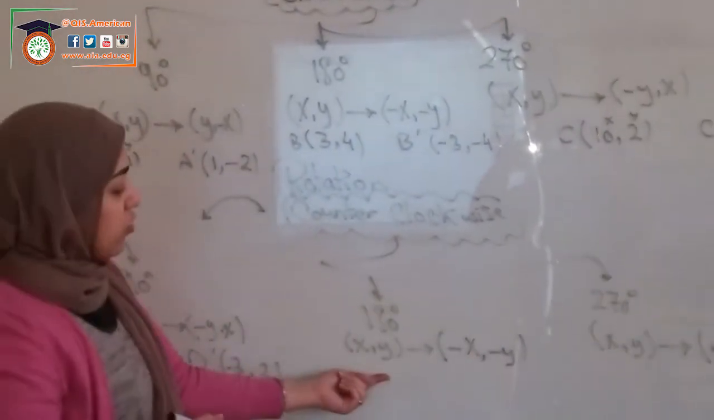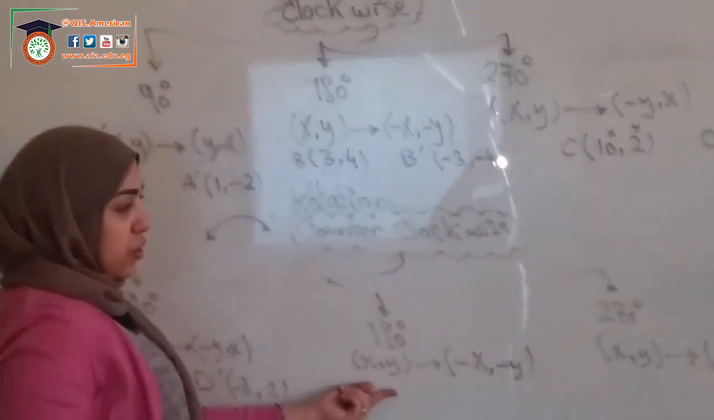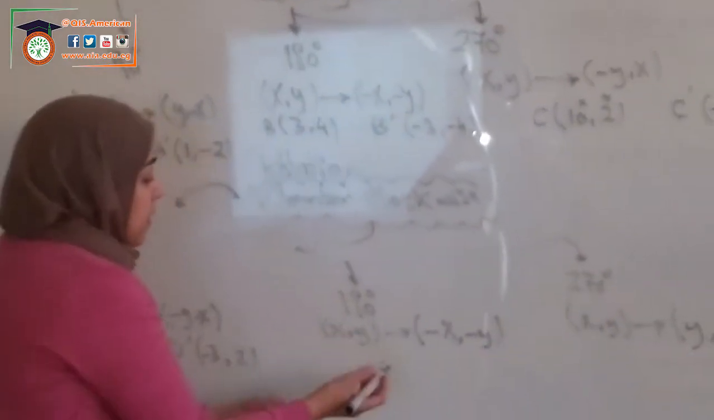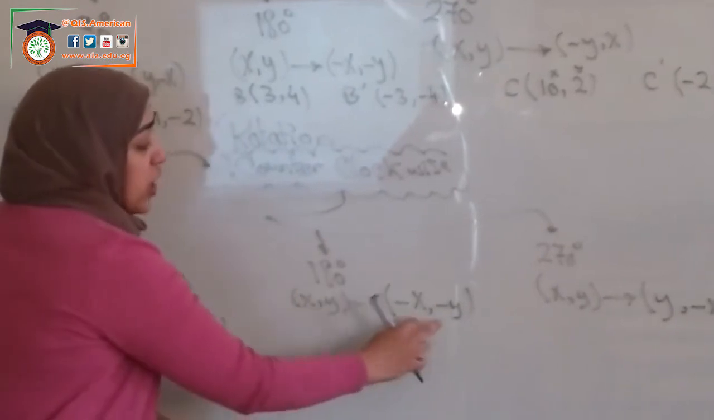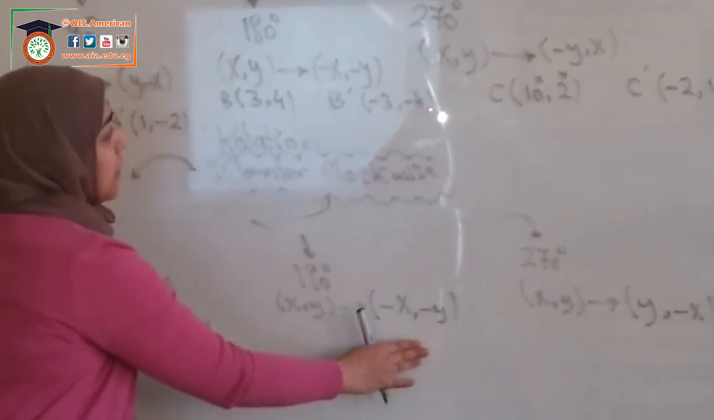Now it's 180 degrees, also counterclockwise. For x and y, change the sign of x and y and keep the places.